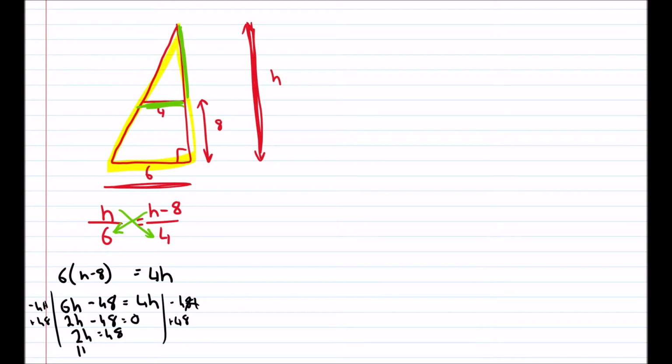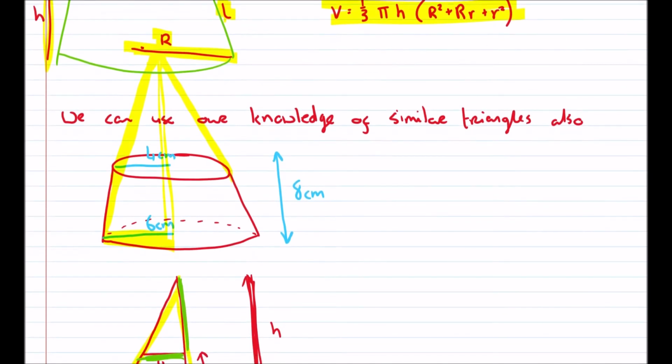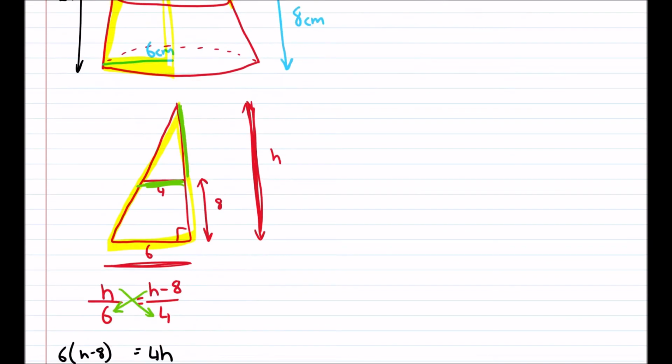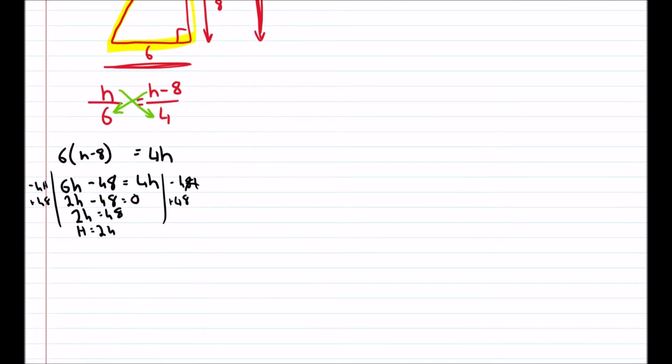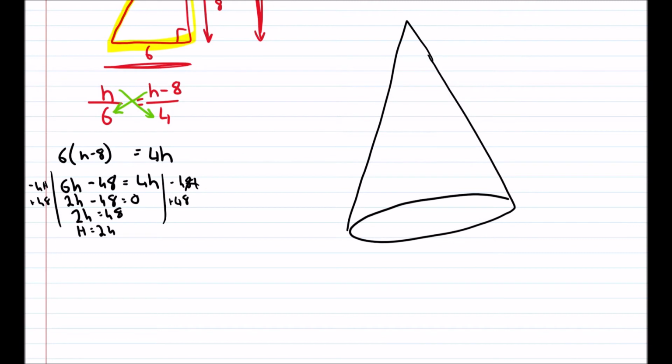Get rid of the 4h. We have get rid of the 4h here as well. We have 2h minus 48 equals 0. We'll add 48 to here, equals 24. Okay, so that means the whole height of this is 24.